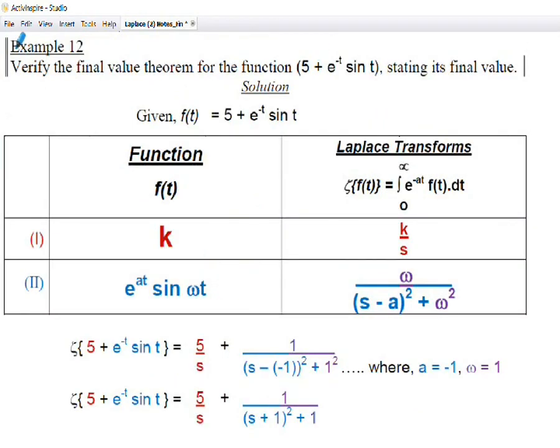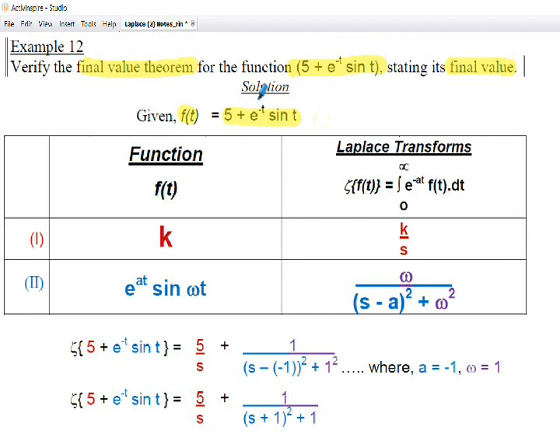Example 12 here, again we're going to verify the final value theorem. We're given a function, 5 plus e to the minus t times sine of t, and we're going to find the final value of this function using the theorem. So our function of t is 5 plus e to the minus t multiplied by the sine of t.